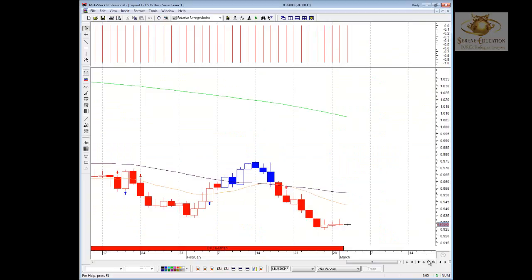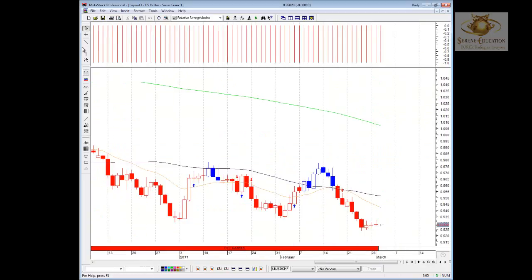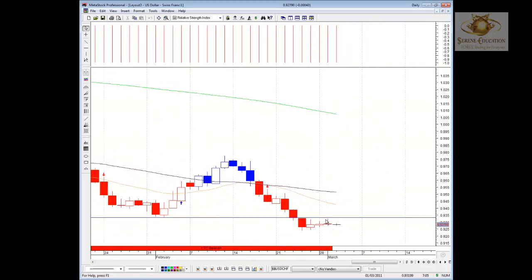Okay, we move on to the US dollar against Swiss franc. Let's have a look at the daily. Ooh, very indecisive. In the last 3 days you've seen nothing but spinning tops and dojis and shooting star top formations, exhaustion candles. This one that we saw yesterday, not a lot of momentum to the upside.